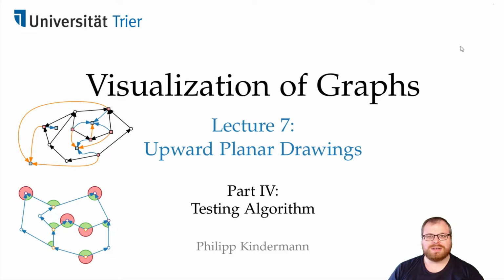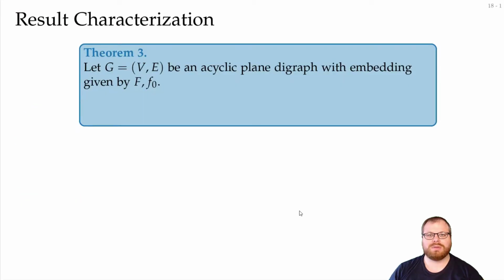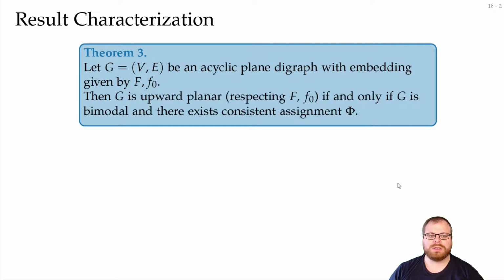With the tools we found in the previous parts, we can now formulate the testing algorithm for upward planarity. This is our theorem 3. So we have a graph that's an acyclic plane digraph, where the embedding is given by the sets of faces and the outer face. Then we can test if it is upward planar, respecting the embedding. And to test this, we only check if G is bimodal and there exists a consistent assignment.